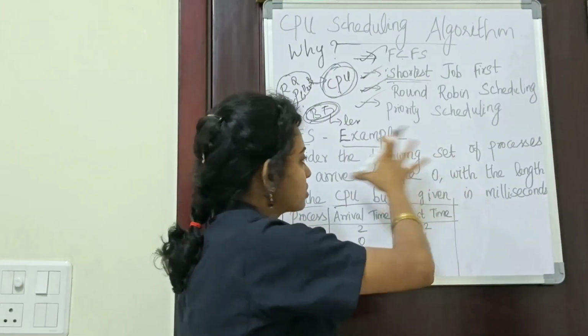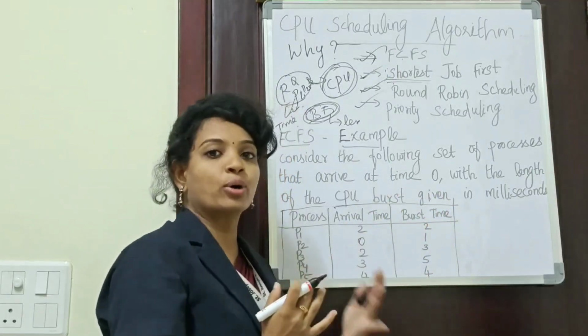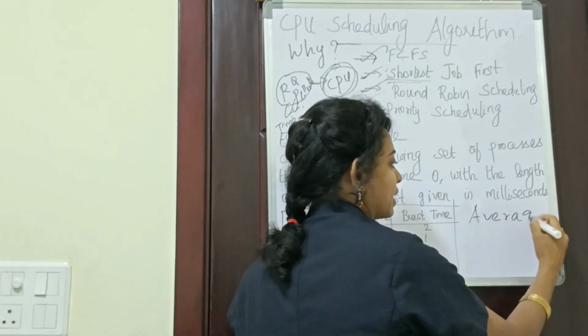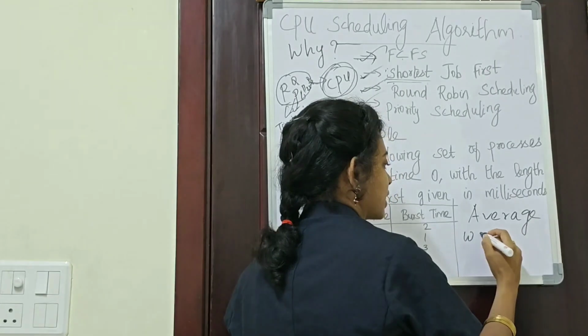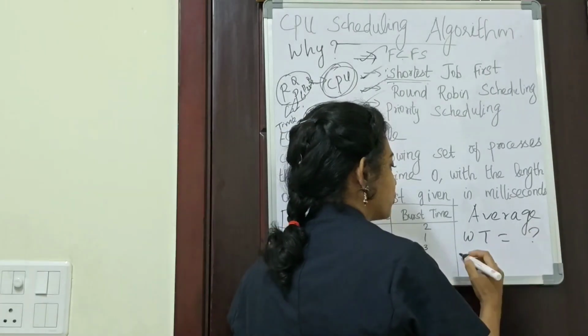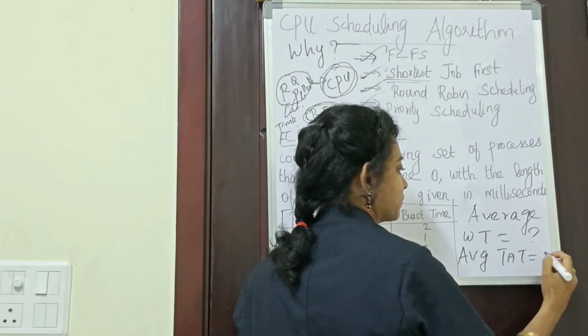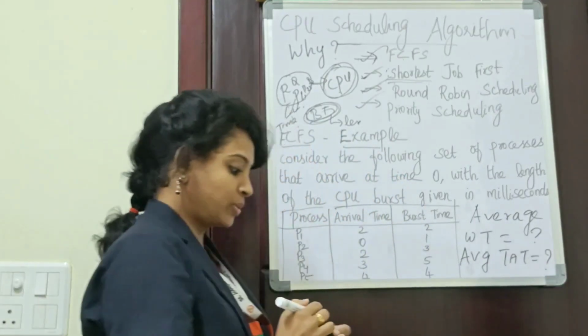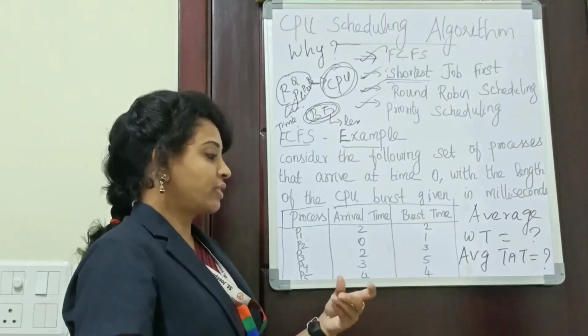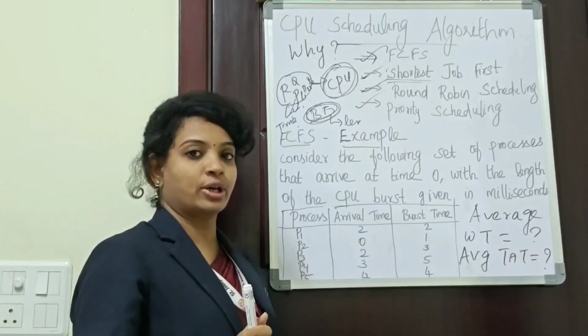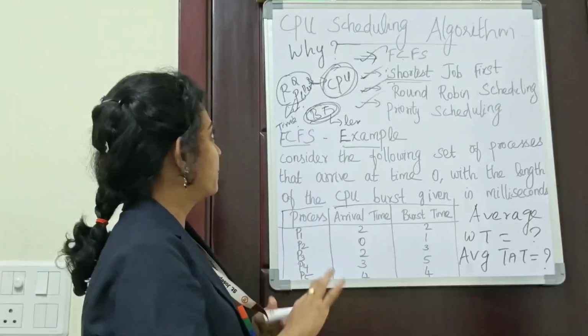Okay, so from this question we have to find out the average waiting time, and we have to find out the average turnaround time. Okay, the question will be given like this. So we have to find out the average waiting time and the average turnaround time. So we will solve this problem.